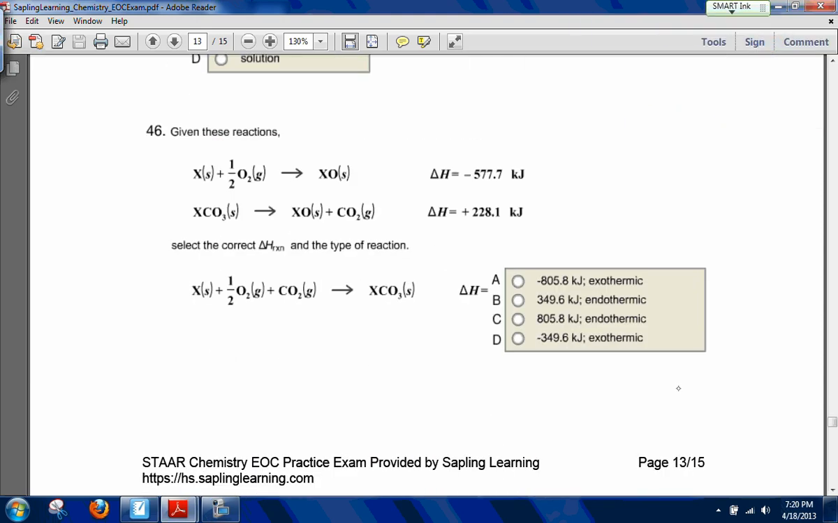Given the reactions, XS plus 1/2 O2 gives XOS, and XCO3 gives XOS plus CO2, and so on. Select the delta H of the reaction and the type of reaction. So we have to figure out basically what this XCO3 is all about, which shouldn't be all that difficult.